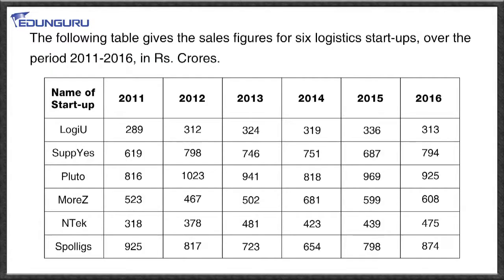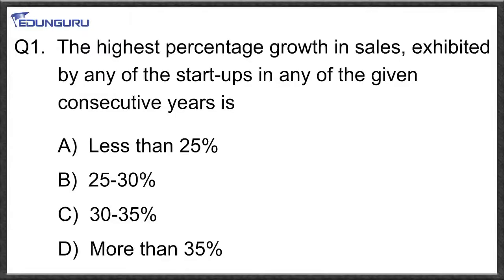Looking at the next row, again you can see there are 2 huge values of changes. One is in 2011, 2012, and the other is 14 to 15. But obviously, the 11 to 12 value change for Pluto is higher than 14 to 15. So let us look at the 11 to 12 value. It's increased from 816 to 1023. How much is that increase? It comes out to be 25.4%, which is again in the 25 to 30% range.